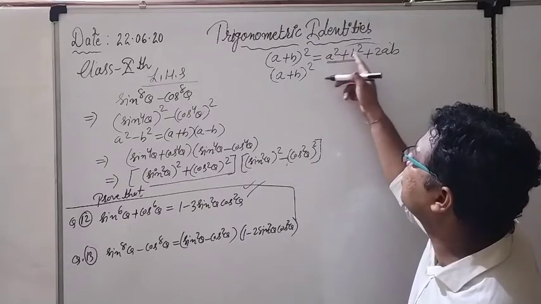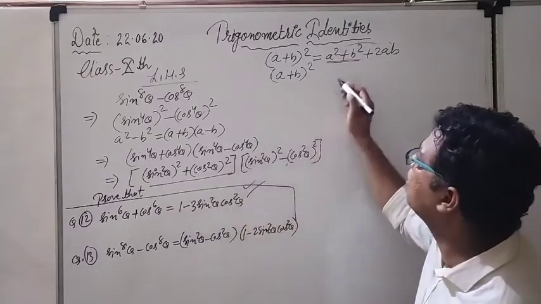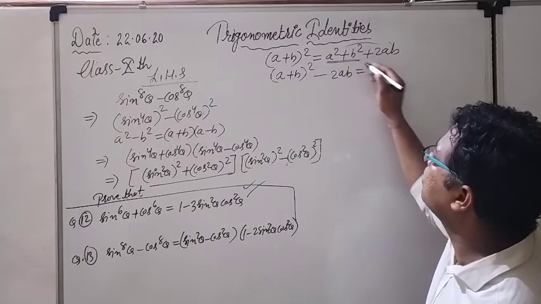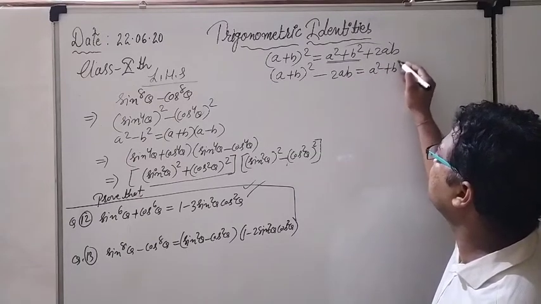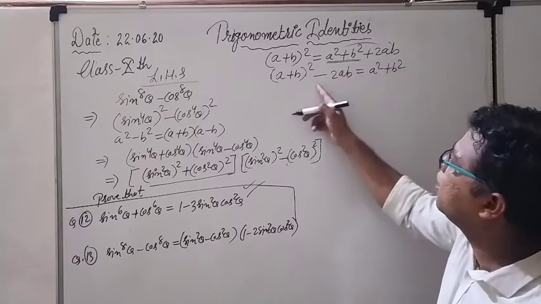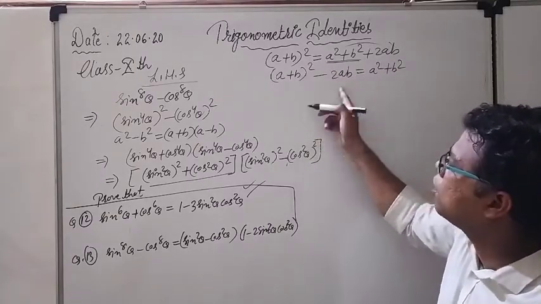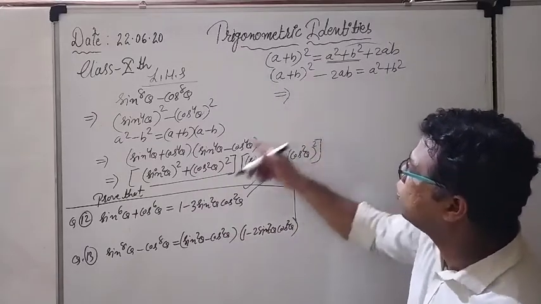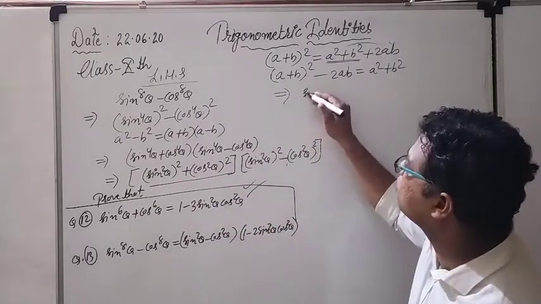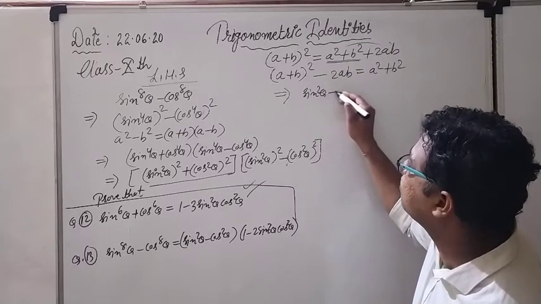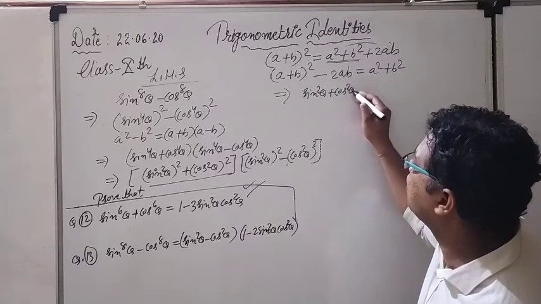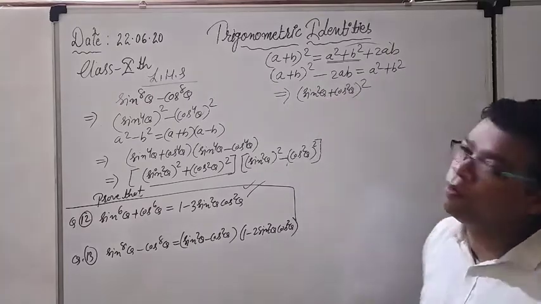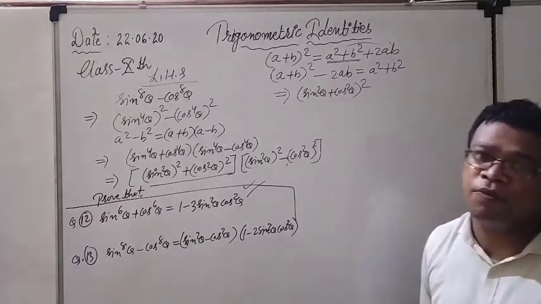My requirement is a square plus b square. That particular term will be transferred here, minus 2ab. So a square plus b square can be written as (a plus b) whole square minus 2ab, and that I am going to apply here. See, a plus b whole square means (sin square theta plus cos square theta) whole square, and these come in the form of the identity, so I will write 1 in place of it.